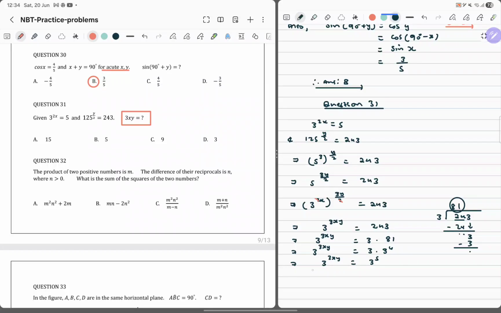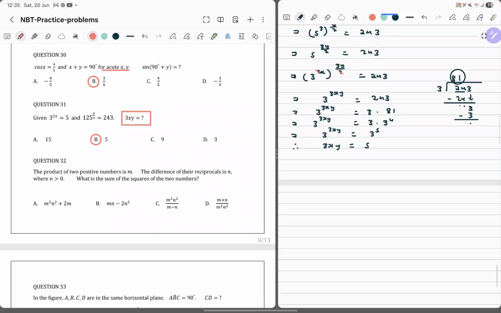Right? Exponential rules. Then this also implies that 3xy is going to be equal to 5. Nice. So therefore, our answer is B.